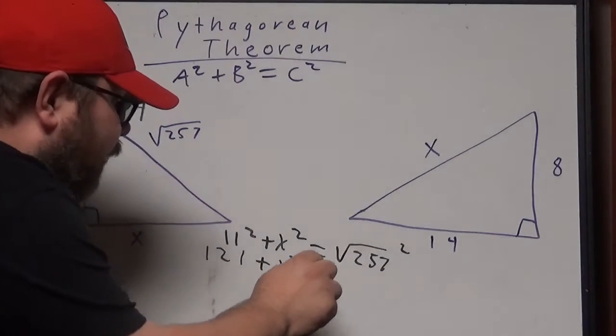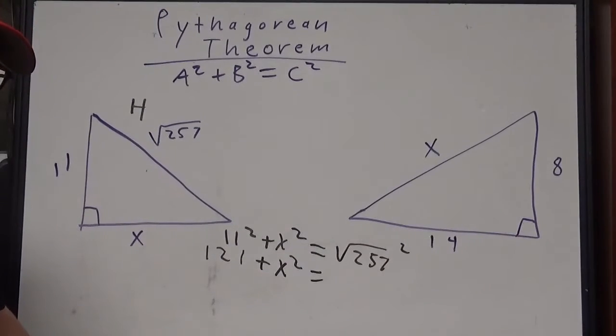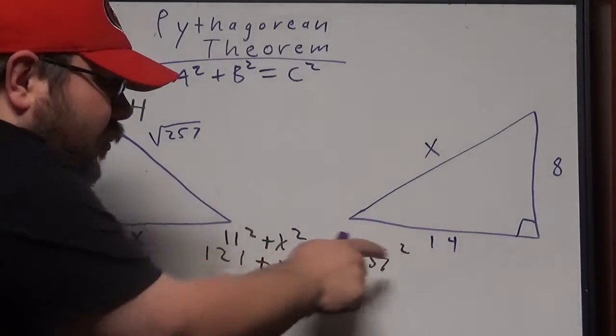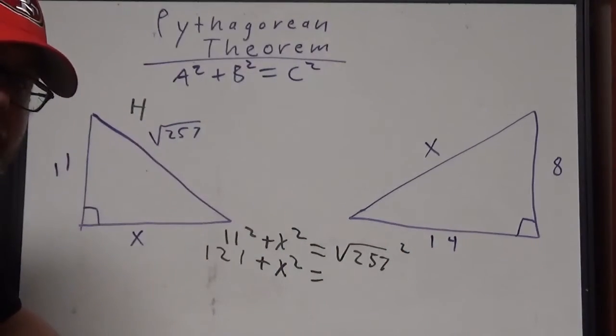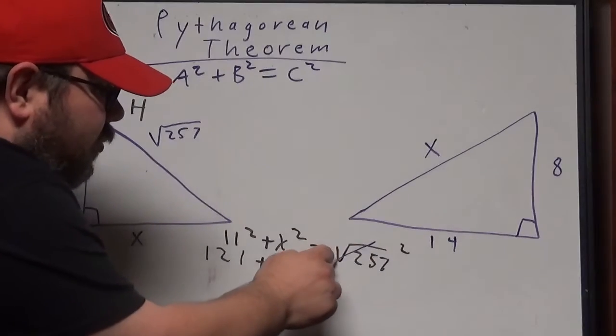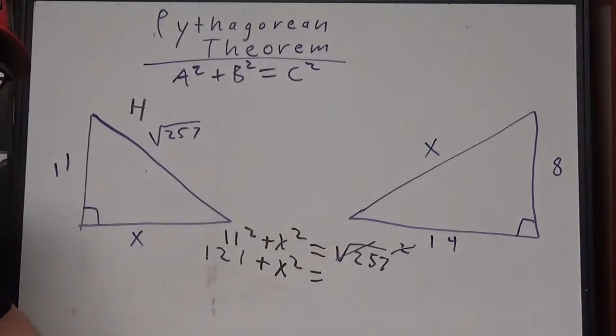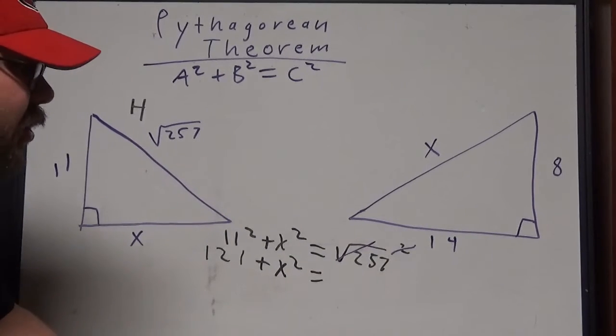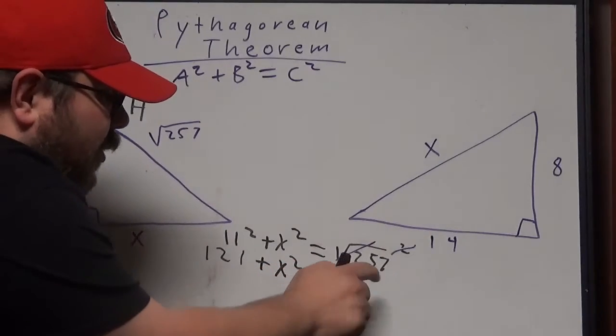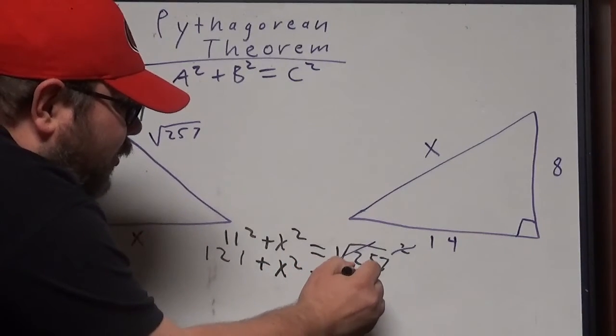Equals. Now this is a part that is very easy, but until you know how to do it, of course, it's not easy. Square root of 257 squared. The trick here: anytime you see a square root and a square on the same number, they cancel out. A square root is the opposite of a square. It's like doing times 2 divided by 2 or something. It cancels. So we're going to rewrite it as just 257.